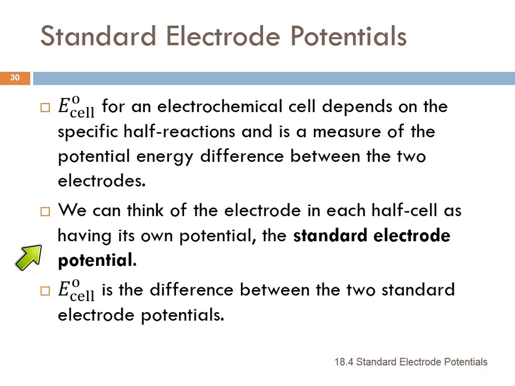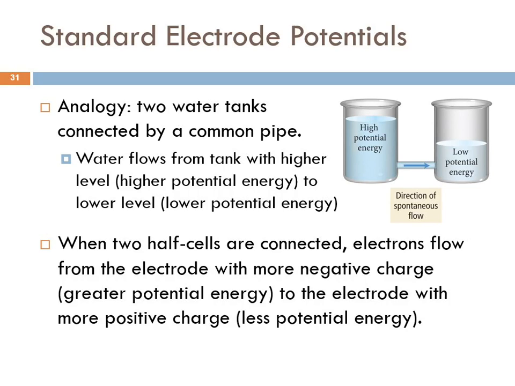So if we think of each electrode as having its own potential, we can call those the standard electrode potentials. And so E cell is the difference between those two electrode potentials. A good analogy is two tanks of water connected by a common pipe. So here we have a tank of water that has a high level of water and a tank with low level of water. If they are connected through this pipe, what is going to happen to the water?